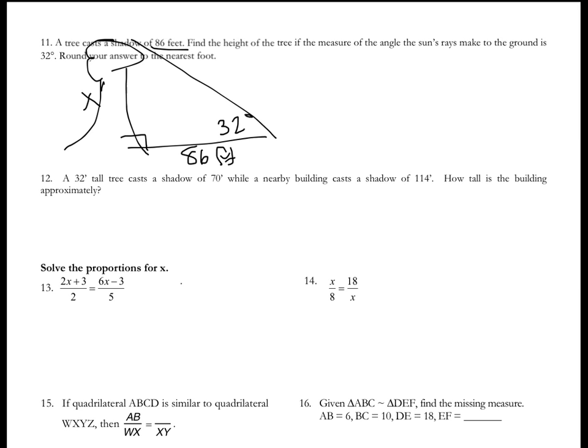And if this is the ground down here, and that's the shadow that's being created, or the ray, that means this is the angle with the ground. Okay, perfect. Round your answer to the nearest whole foot. Okay, so let's keep that in mind.